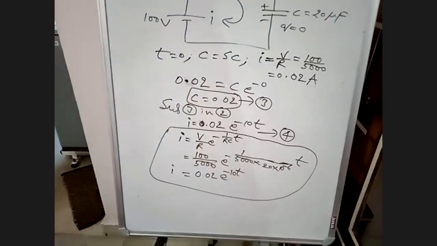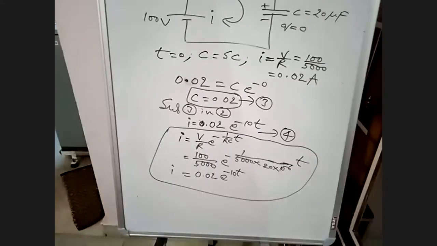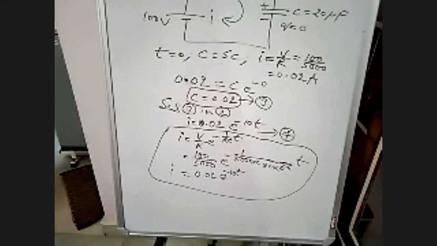Directly you can use the formula. Same thing you'll get. That's why remember the formula. For the RC transient circuit, this is the formula. Similarly, for RL also, remember the current equation. Any doubt? No, sir. Okay.